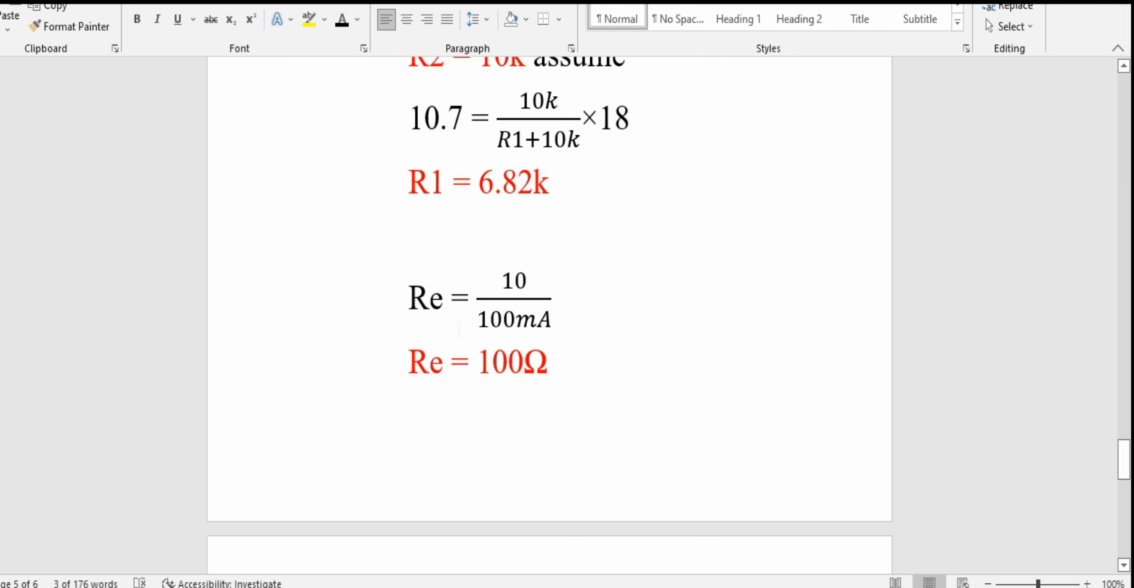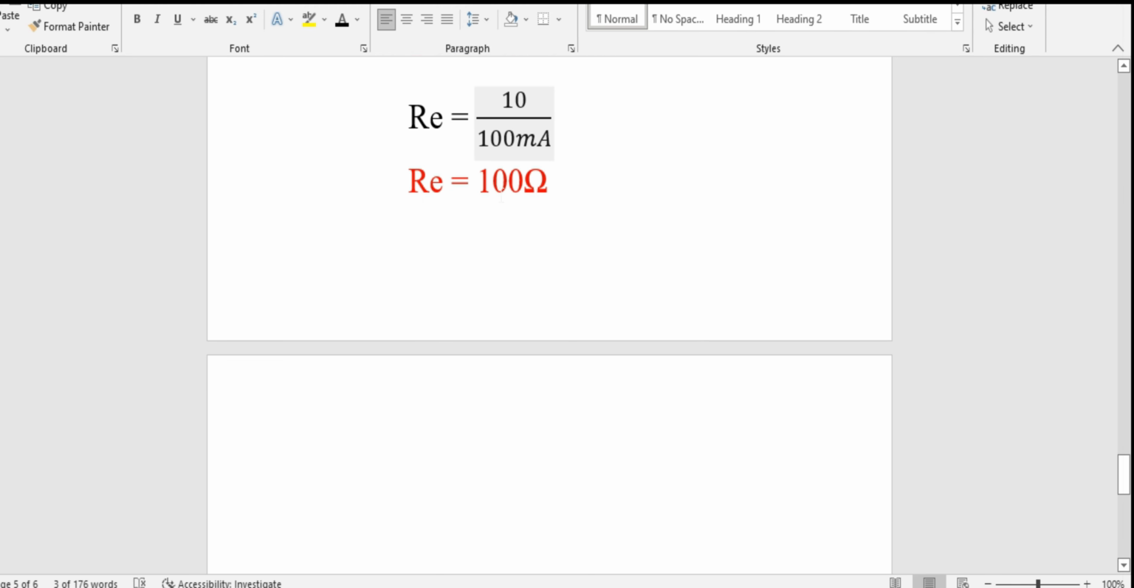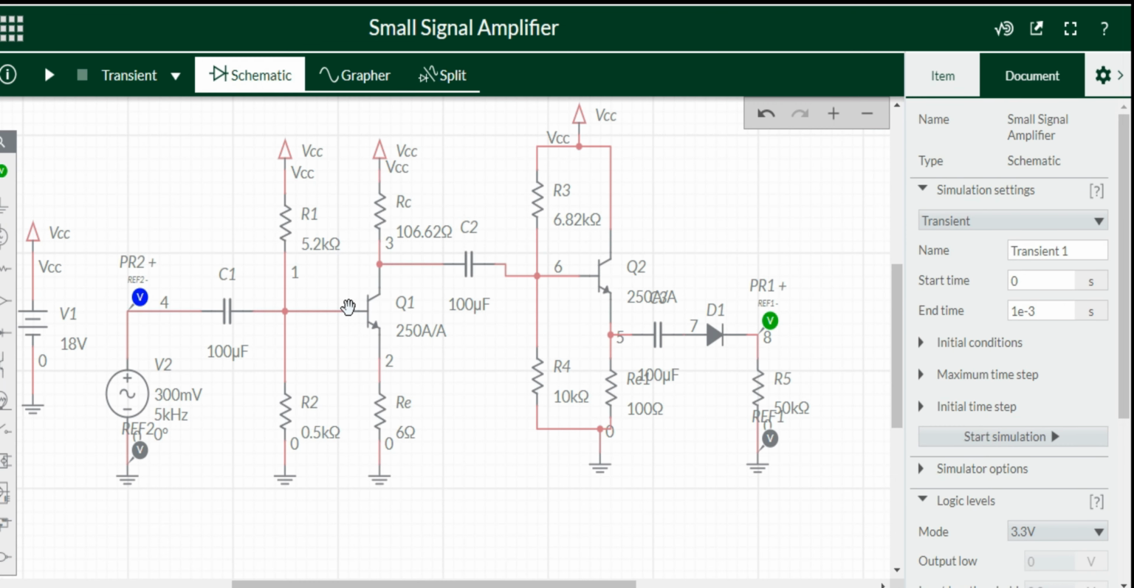The other one could be found as 82k. And RE could also be found: RE is basically the voltage across RE divided by the current through RE, and I have assumed the current as I assumed earlier, 100 milliampere, and the voltage across RE should be 10, so this will simply be 100 ohm RE. Now I will move towards the simulation.